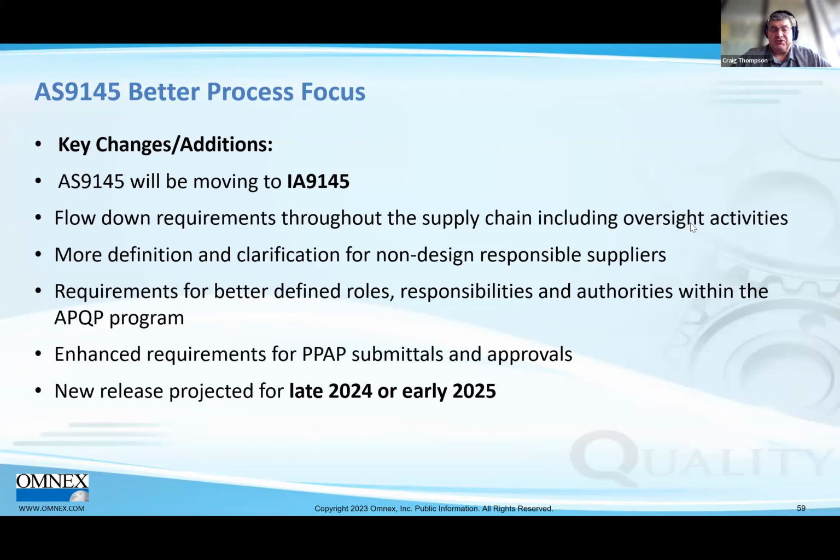Flow down requirements throughout the supply chain. They're going to put more definition around that, as well as how to handle the oversight of your suppliers' APQP programs. Okay. There's also going to be more definition because the majority of aerospace suppliers are not design responsible, right? So they're going to put a few more requirements in and a few more definitions on how to handle things when you're not design responsible, which again is the majority of the suppliers, right?